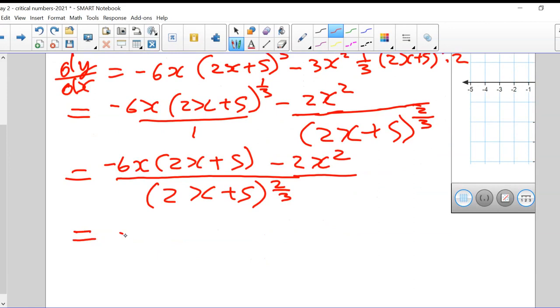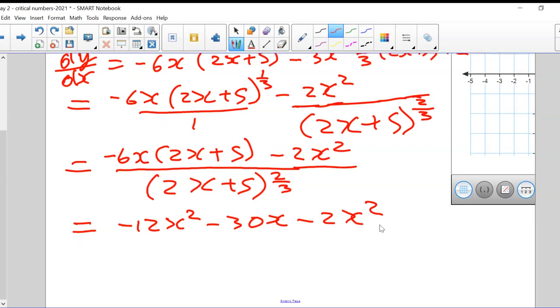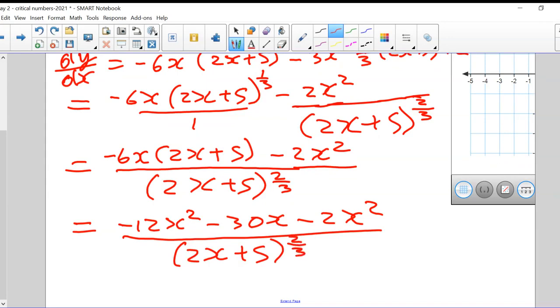So that would be minus 12x squared. It's a good thing that Carly caught that. And then minus 30x. And then minus 2x squared. Right? So minus 12x squared minus 30x minus 2x squared. Okay. And then this is all over the same denominator of (2x plus 5) to the 2/3.